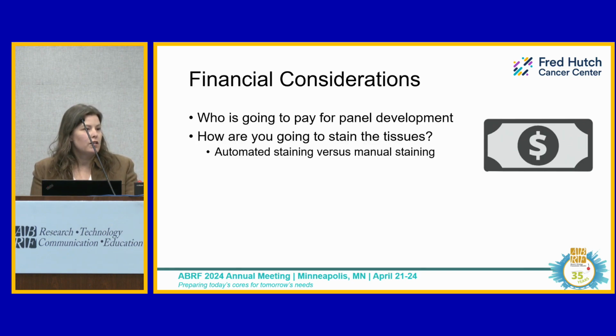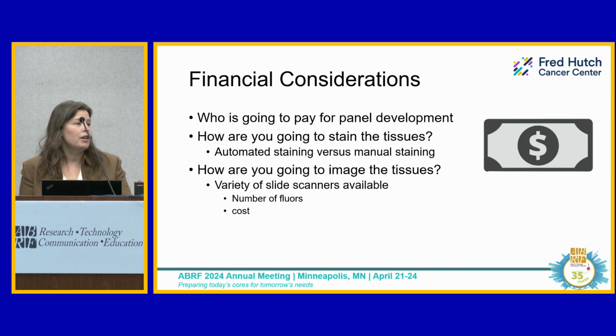How are you going to stain the tissues? Do you have an automated stainer, or is this something that you're going to accomplish at the bench? Because that's going to have very different implications for how you're going to put this together downstream. How are you going to image the tissues? So there's a variety of different slide scanners available, all with different capacities in terms of how many fluors you're able to look at in a single piece of tissue. They're also quite variable in their cost. And so you're going to have to make that assessment yourself as to where is the best place to start for you and for your researchers and their needs.